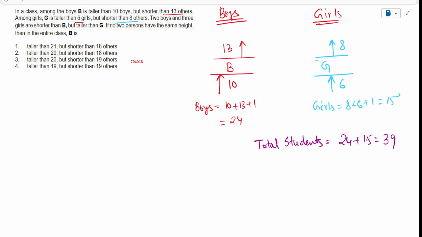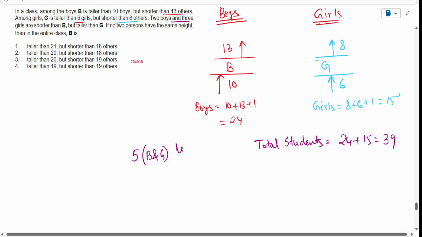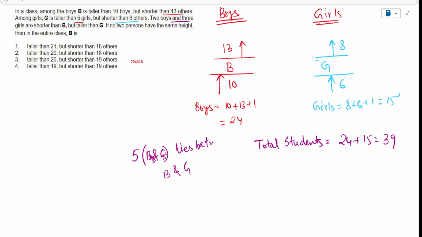Now, 2 boys and 3 girls are shorter than B. That means 5 boys and girls are shorter, sorry, it says 2 boys and 3 girls are shorter than B but taller than G. Shorter than B. Therefore, what happened now? 5 boys and girls lie between B and G.